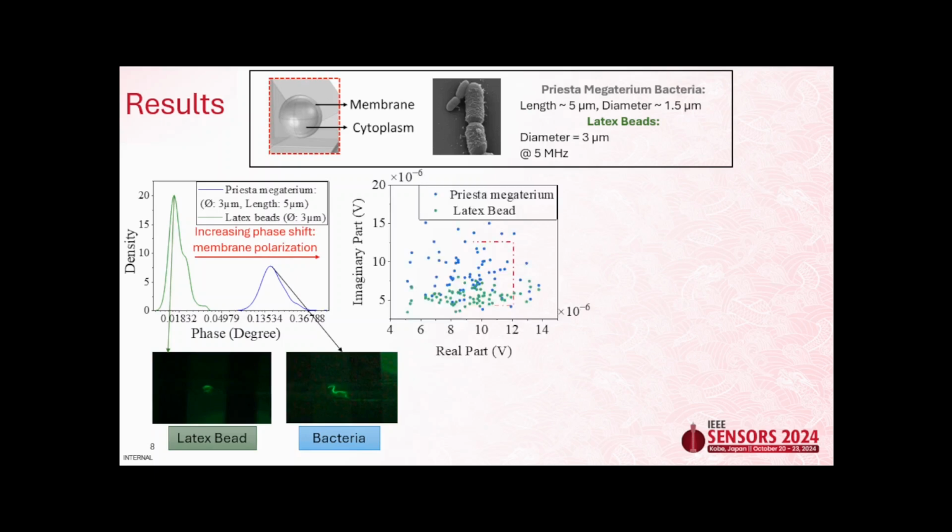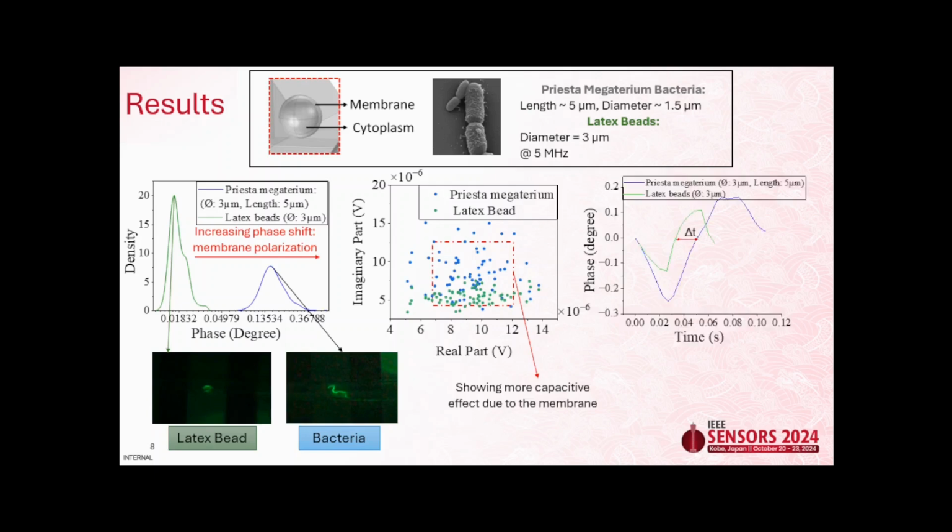Also, we can see in this image that although the real part of the signal in both latex bead and the megaterium bacteria were similar to each other because they had relatively similar dimensions, the imaginary part in the megaterium bacteria shows a higher value, which means again a footprint or this capacitive effect of the membrane in that microorganism. In addition to that, I also did a shape analysis.